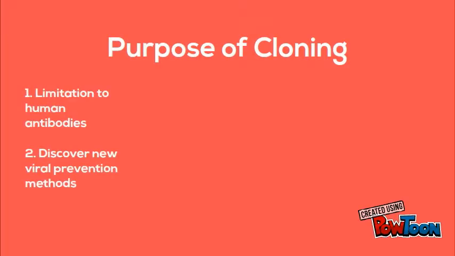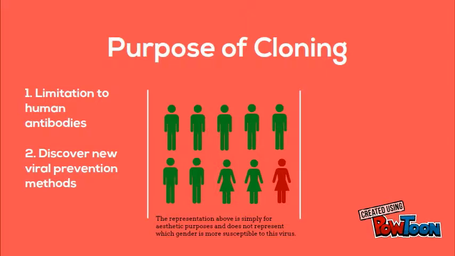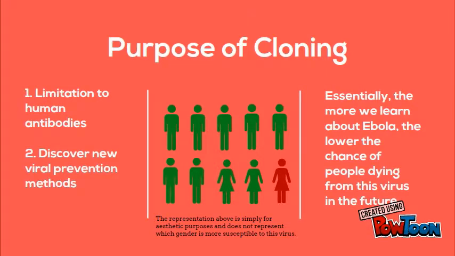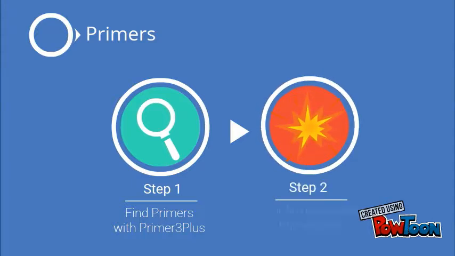Cloning GP1 can reveal the limit of antibodies in humans, and it can also help expand our knowledge on viral entry prevention methods. To express our GP1 protein, we use the polymerase chain reaction to clone our gene. We use Primer3Plus to help us pick suitable primers for the PCR of GP1, and then we use Primer-BLAST to confirm the functionality of our primers.